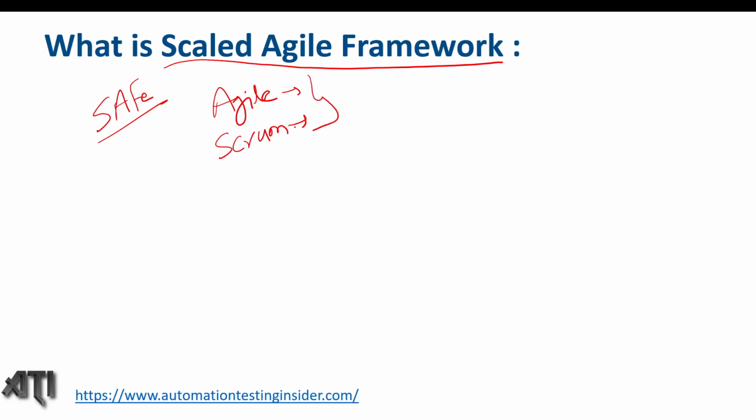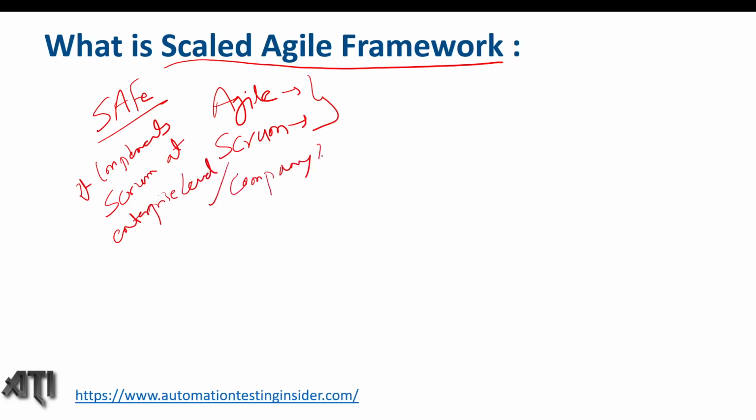Now if we talk about SAFe, it is an extension of Scrum. It implements Scrum at enterprise level, or you can say company level. Since Scrum is a framework, SAFe is also a framework, Scaled Agile Framework, which implements Scrum at organization level.